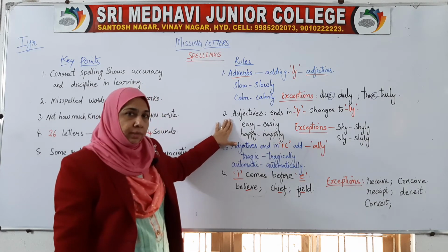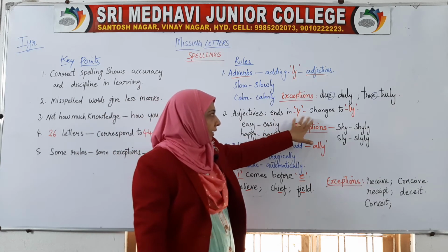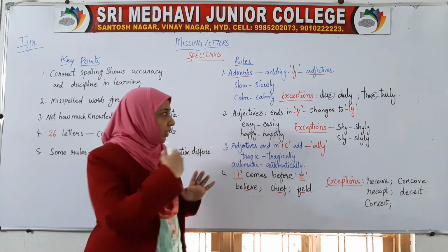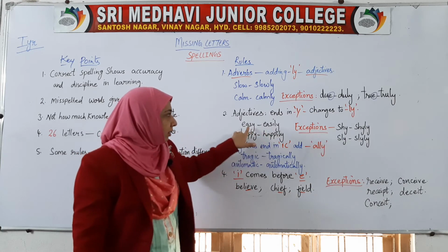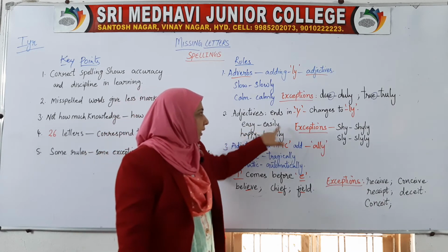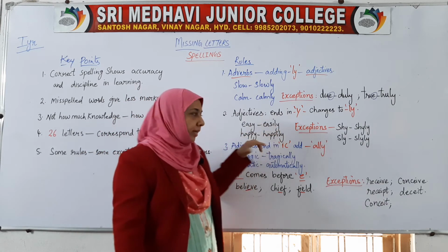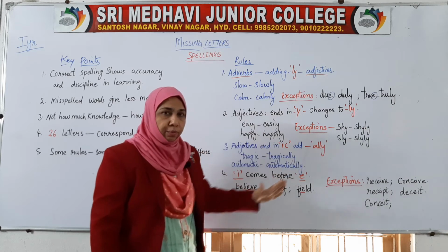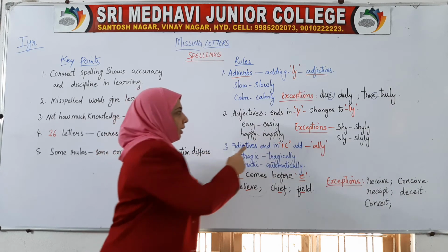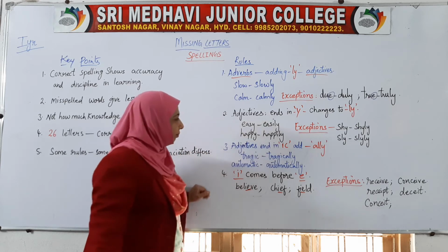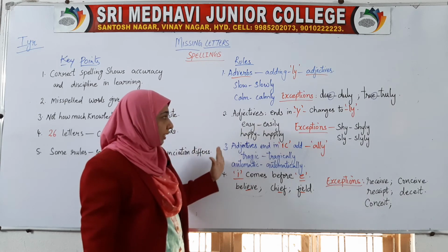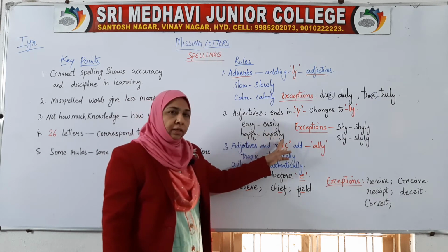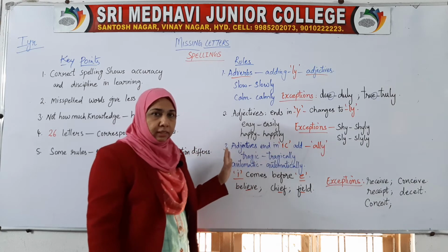Next is adjectives. If they end in Y, the Y changes. When adjectives end in Y, the Y changes to I before ly. Easy ends in Y, easily, E-A-S-I-L-Y. Even though it ends in Y, we shift the Y and add I, E-A-S-I-L-Y. Next is happy. Happy again, instead of Y, we add I, then ly, happily. That is the normal rule.